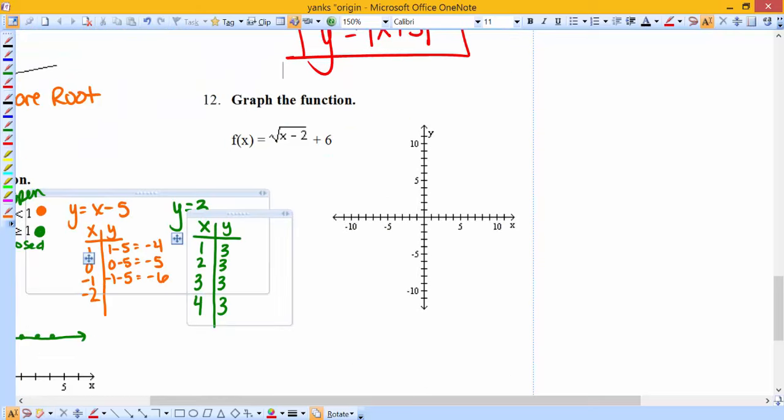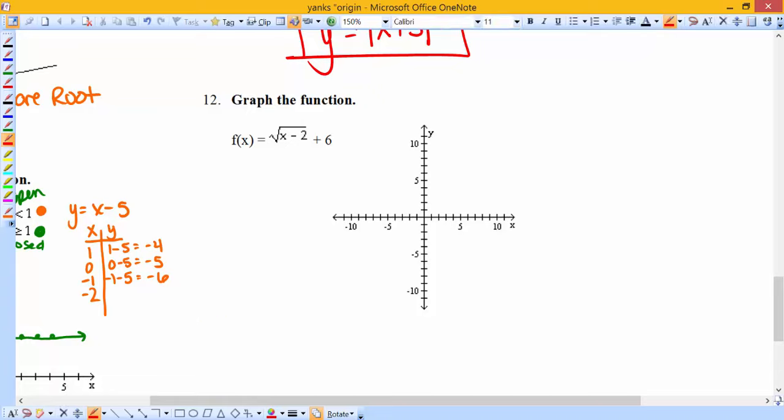And last, number 12. We have another square root function here. So I'm actually going to draw the parent graph to the square root function, which starts at 0, 0. Stupid computer. Starts at 0, 0. And then the square root of 1 is 1. Square root of 4 is 2. The square root of 9 is 3. So there's my first points for the square root graph.